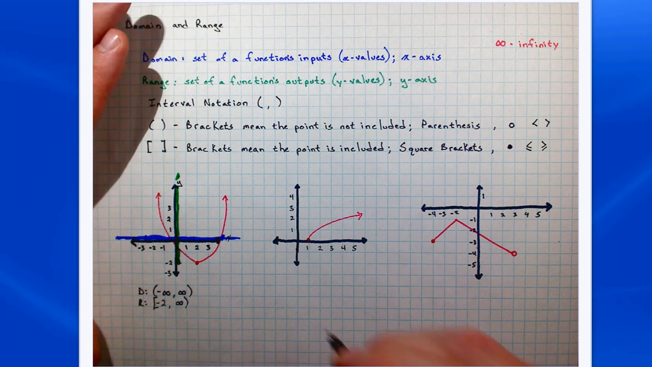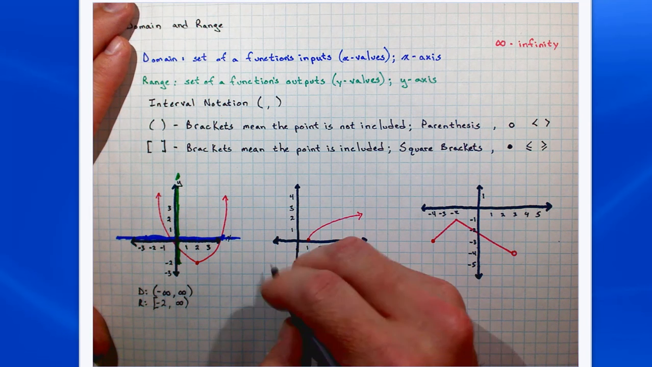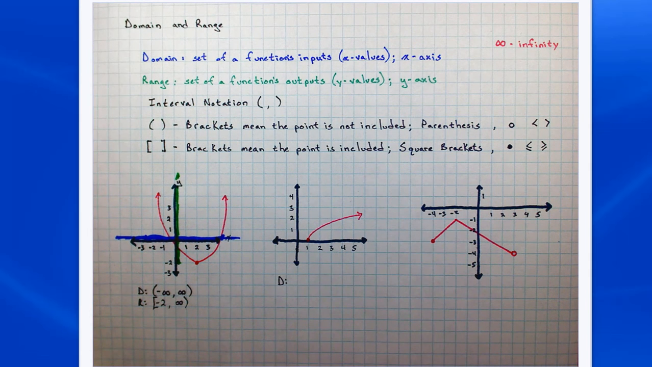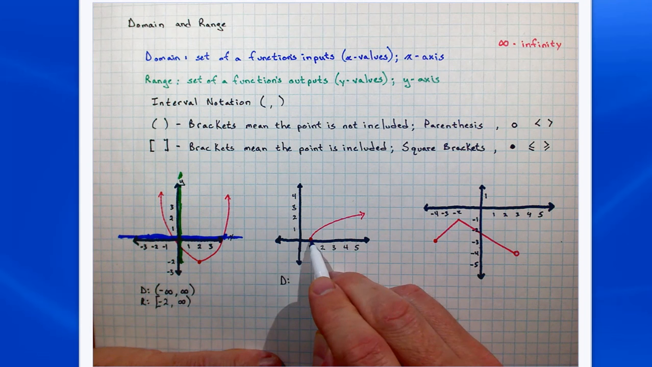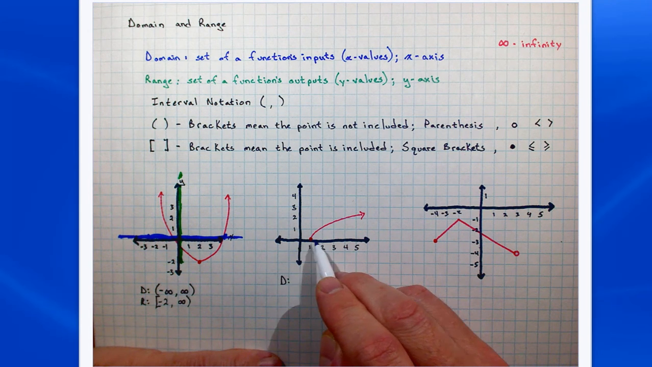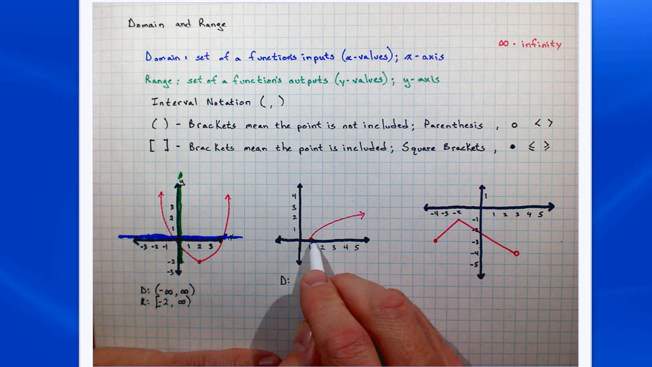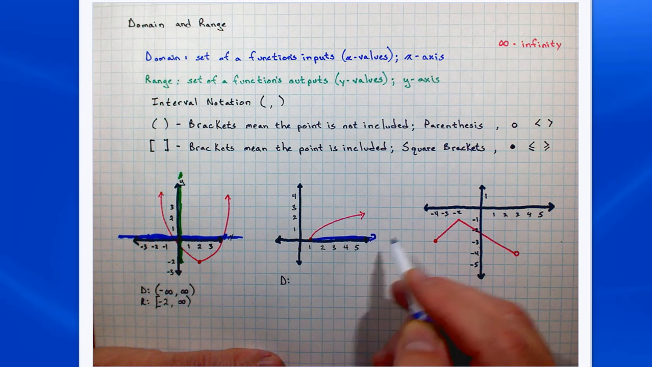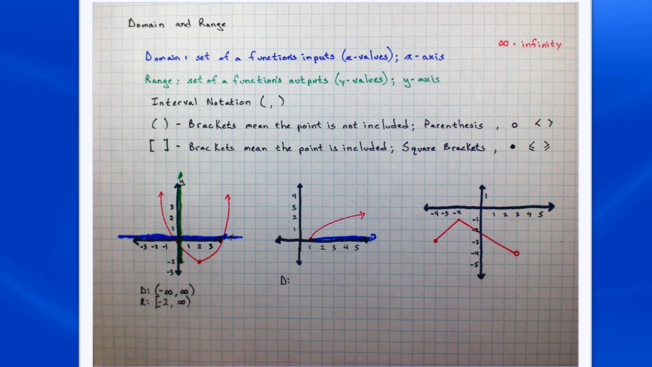Okay, so let's look at this one. Let's find the domain first. All right, so I look along the x-axis and I see that it does not go past here. This is where it starts or it begins, however you view it. But it does continue on and on and on, going to infinity.